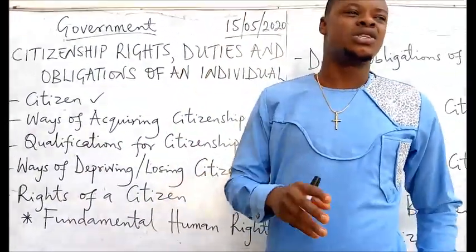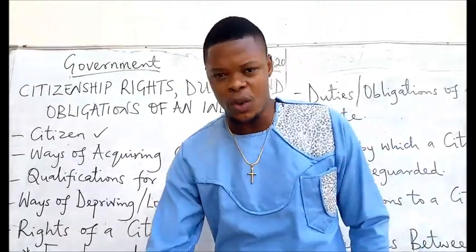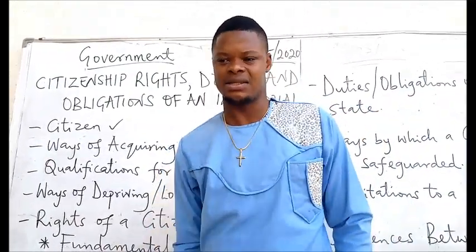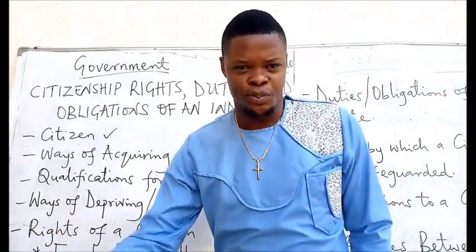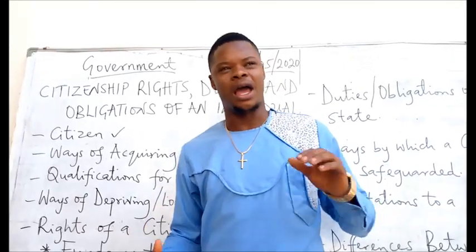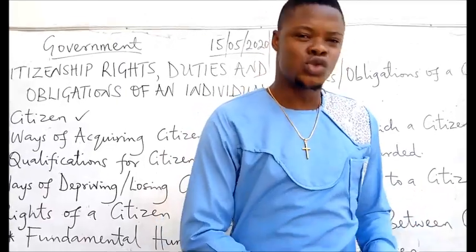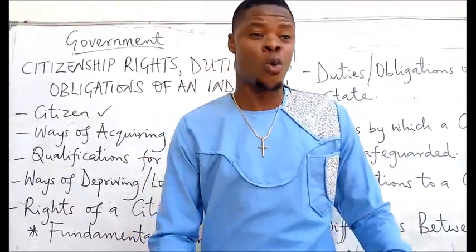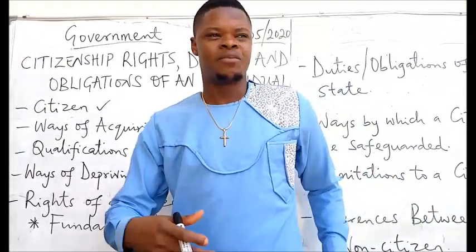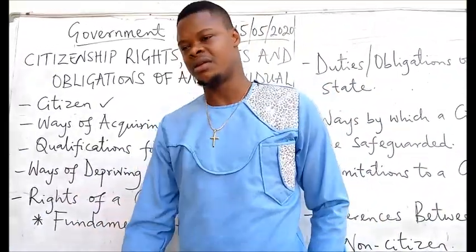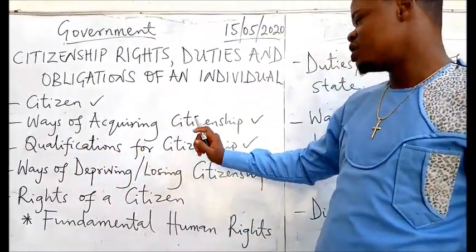Then another thing is what is called willingness to live and stay in the country. You must show willingness before you qualify as a citizen. And then lastly, contribution towards progress. So if you want to be a citizen of a country, you must be contributing towards the progress of that country. You must not work against the government. You must not work against the values and the standards of living within the country. So these are the ways by which an individual can qualify for citizenship.